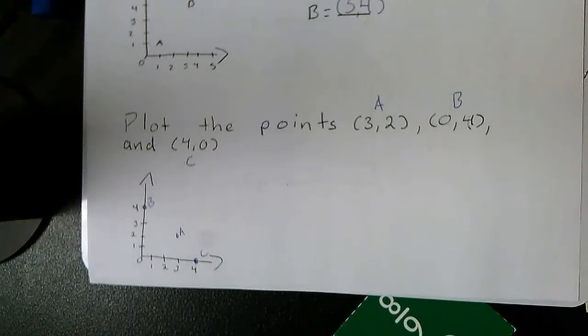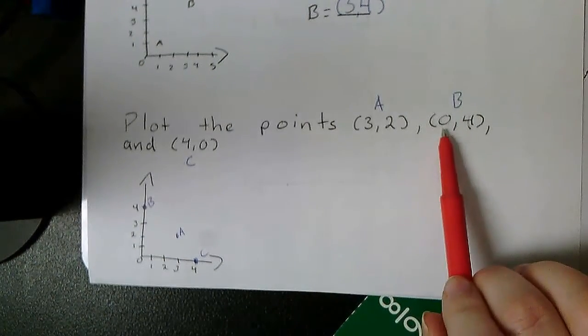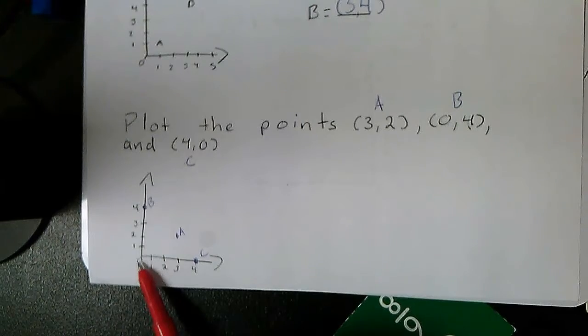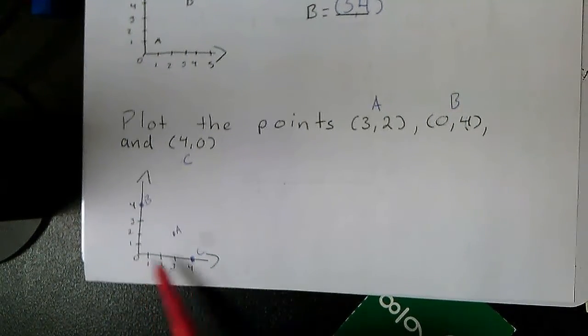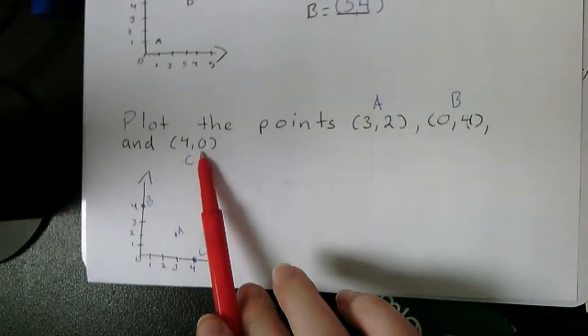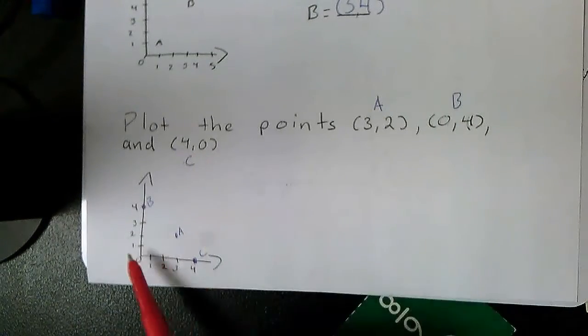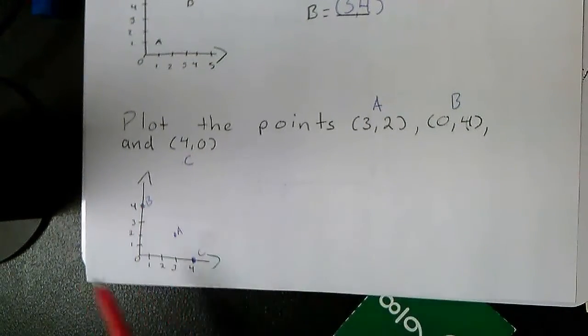So the main takeaway from this point right here is that if you have a 0 in the x-coordinate, that means you're not moving over at all on the x-axis. And if you have a 0 as your y-coordinate, that means you're not moving up at all on the y-axis. So let's move on to the next page now and try out this next question.